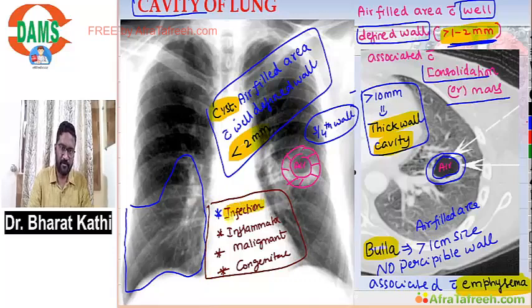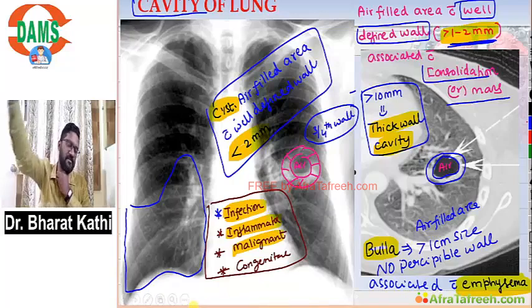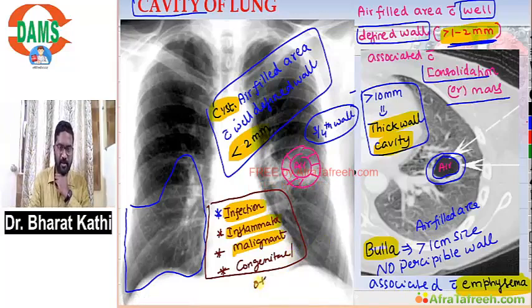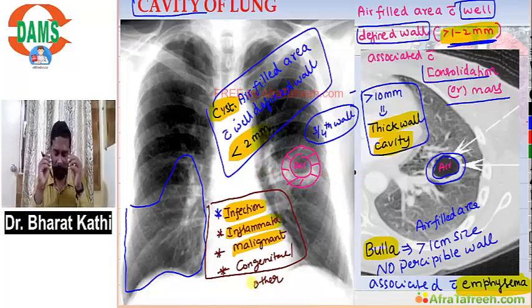So what are the infections responsible for cavity? What are the inflammatory conditions responsible for cavity? What are the malignant conditions responsible for cavity? Are there any congenital or other conditions, such as vascular or trauma? Just by going through this, you can easily identify. So tell me, what are the infections that can cause cavity? We all know. The first infection: tuberculosis. Staph can cause cavity. Klebsiella can cause cavity. Fungal infections can cause cavity.